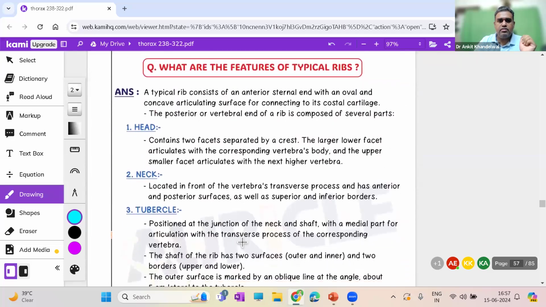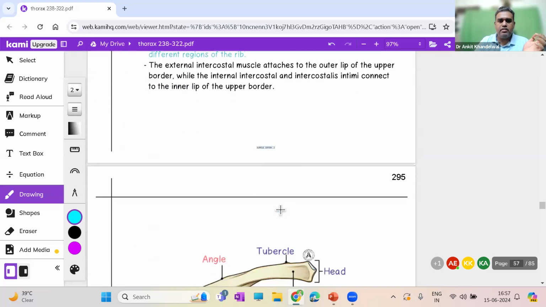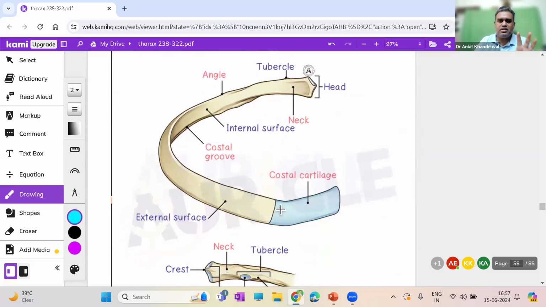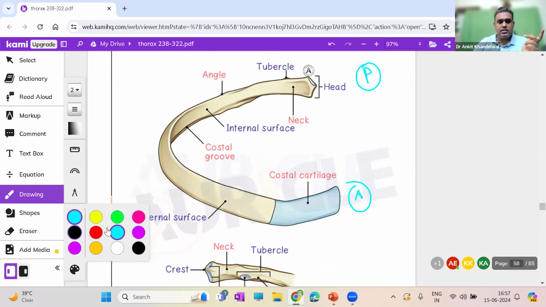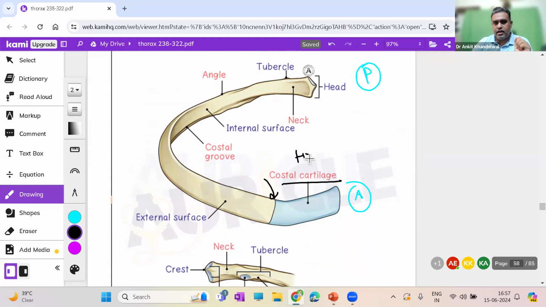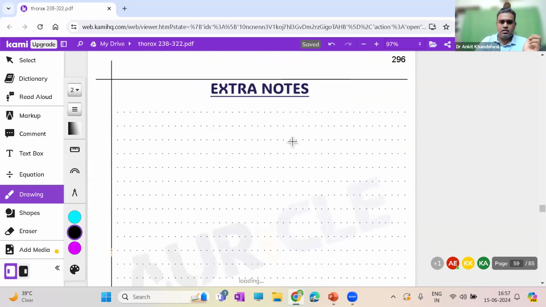Moving ahead, features of a typical rib. I guess we already did the ribs in the previous session. You can understand this image diagram. This is the posterior aspect, that is the anterior aspect. Anteriorly, as we discussed, the actual bone ends over here, then you have hyaline cartilage, that is the costal cartilage. You have the head having two facets, neck, tubercle, and angle, where fractures normally can occur. The costal groove you can see over here on the internal surface, along the lower border, and the external surface over here, right? Okay, fair enough.